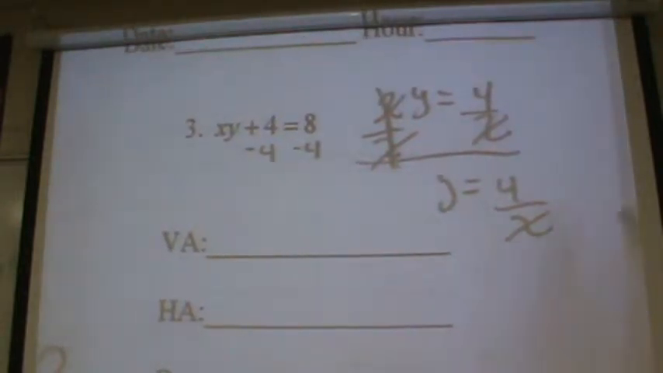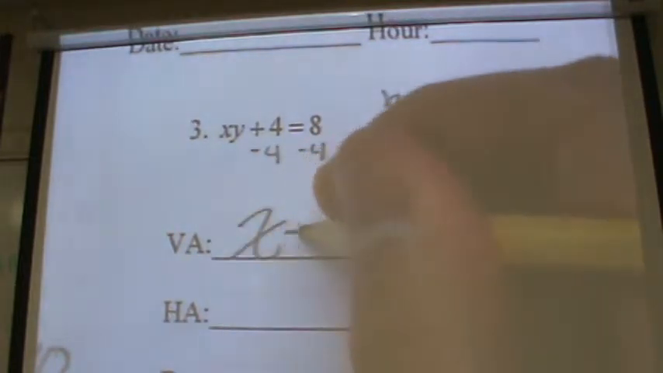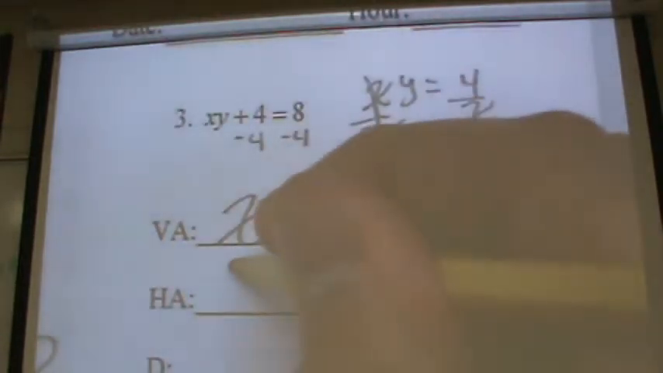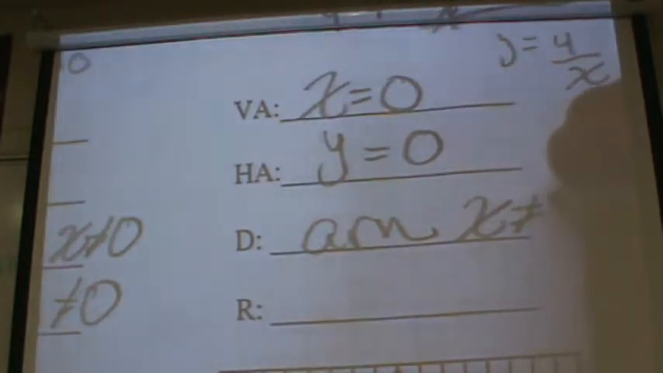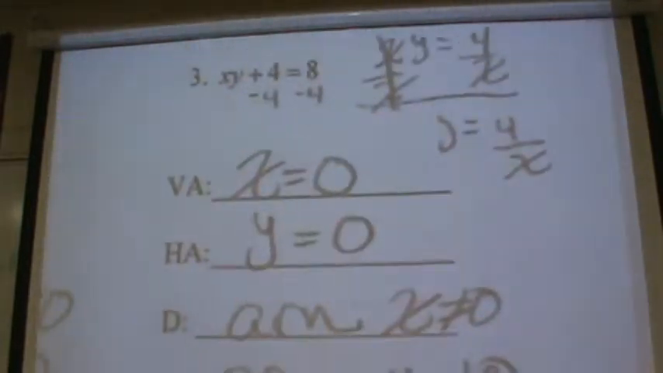Same thing as the other ones, there's no value translating it up, down, left, or right, it's just being vertically stretched by 4. So your vertical asymptote is going to be x equals 0, and your horizontal will be y equals 0. Same as the others, all real numbers, x cannot equal 0. All real numbers, y cannot equal 0. And then you're going to graph it, a vertical stretch by 4, the number is positive, so it's going to be in quadrants 1 and 3. Over 1, up 4. Over 4, up 1.